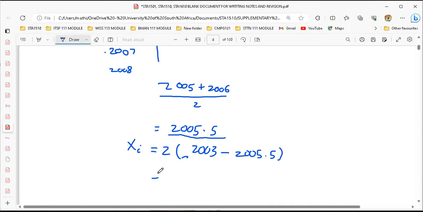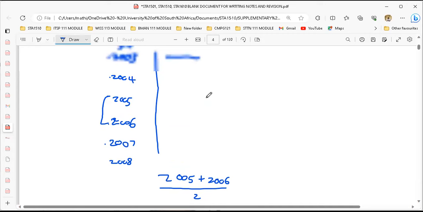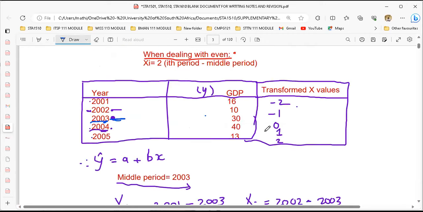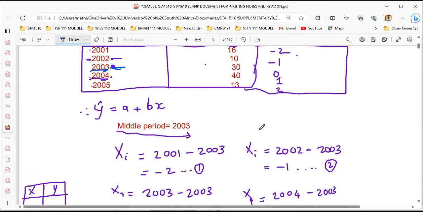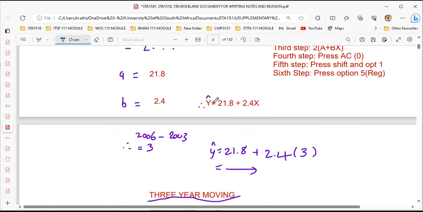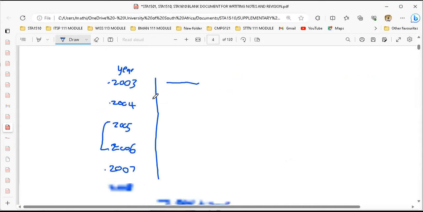All right. So that was the end of our time series. If you know how to find the transformed x values using the zero-sum method, you're good to go. You know the steps here: how to find the least squares equation, and how to deal with the 3-year moving average and 5-year moving average. Then you're good to go.